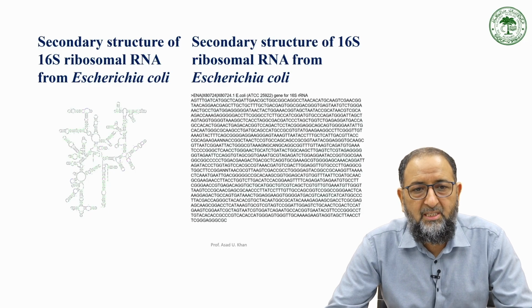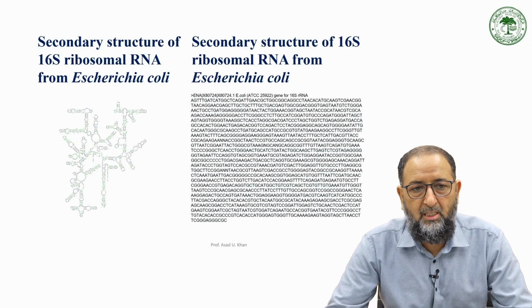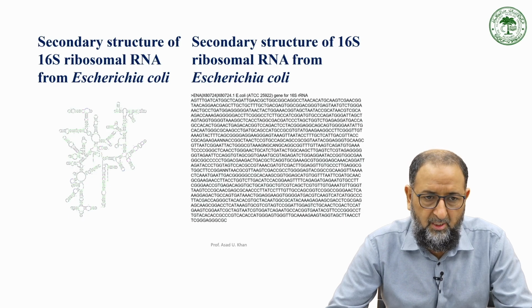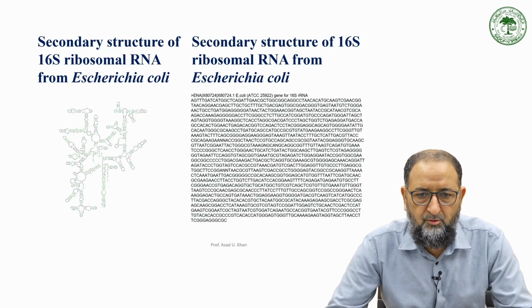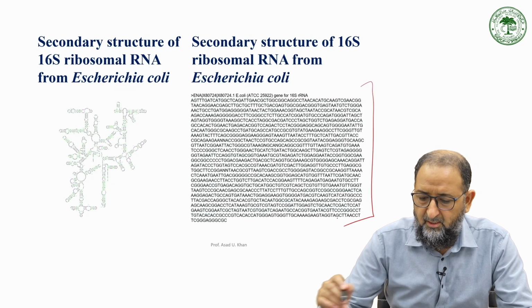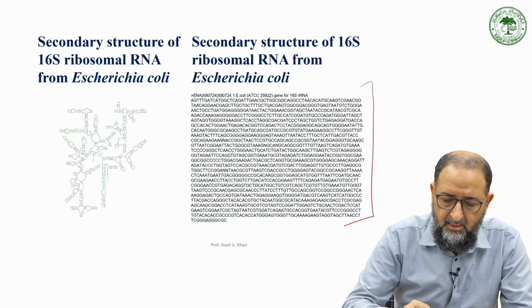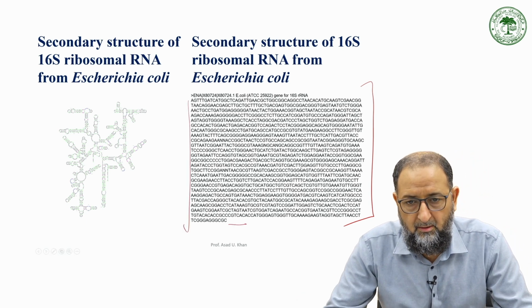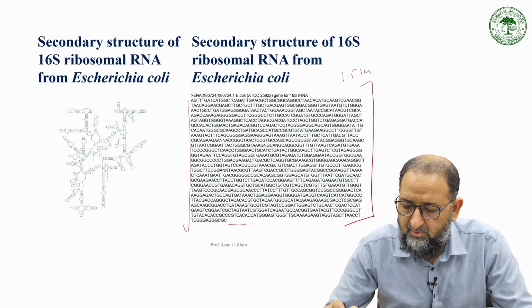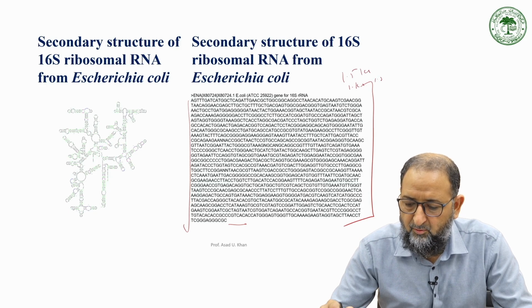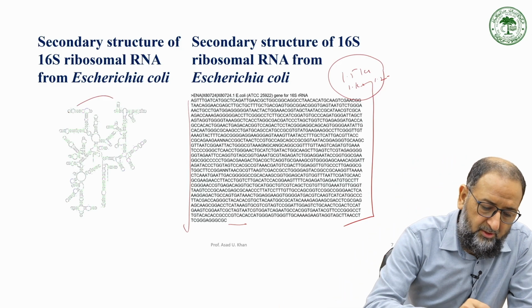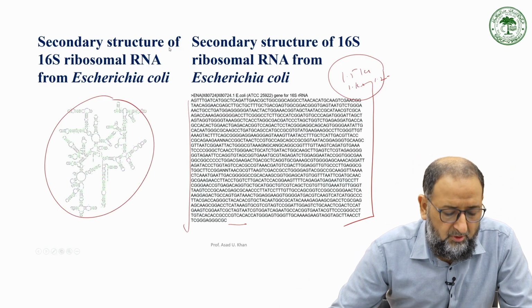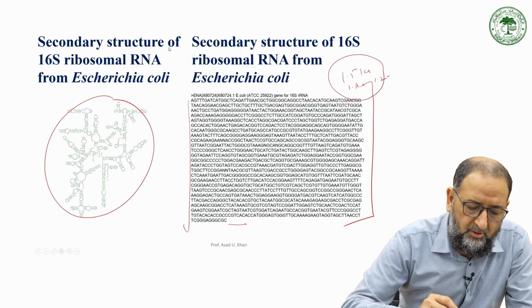Now, if you look at the secondary structure of the 16S ribosomal RNA from Escherichia coli, this is the sequence, right? So this is like A, T, A, G, T, T, T, and so on. This is how the sequence runs, and that gives you 1.5 kb or 1 kb or 1.2 kb, whatever, depending upon the species.